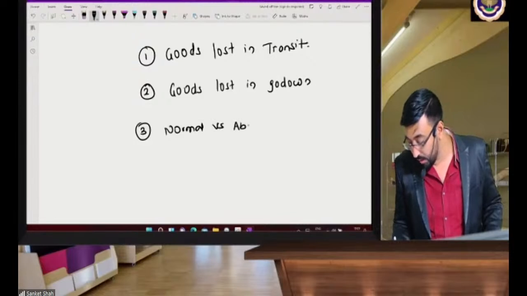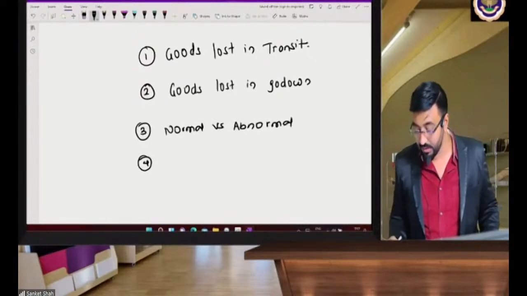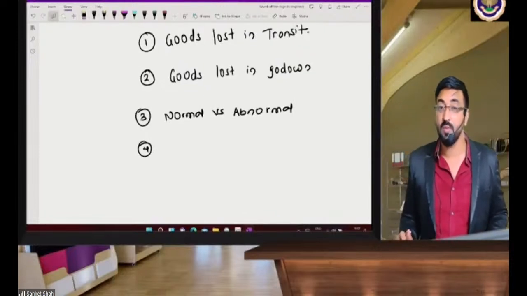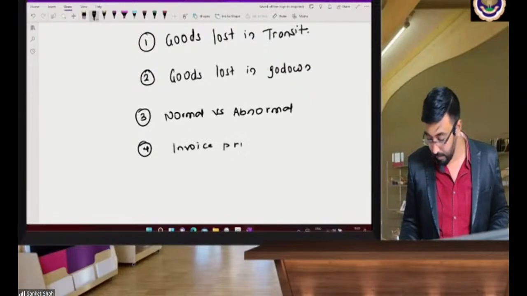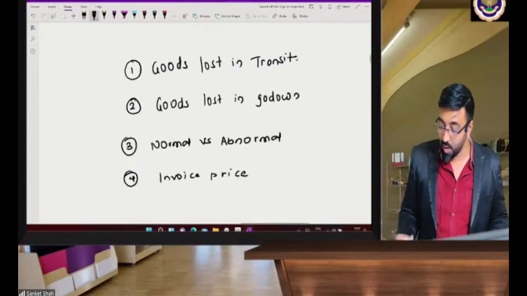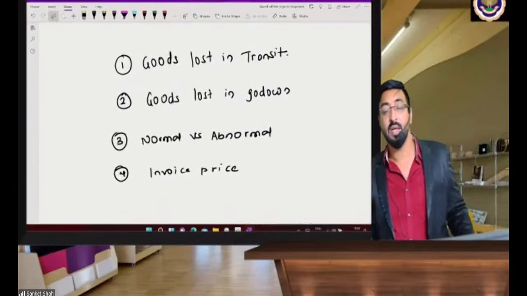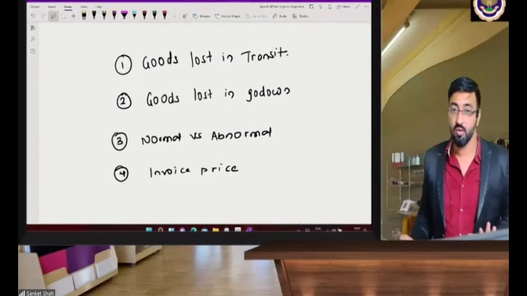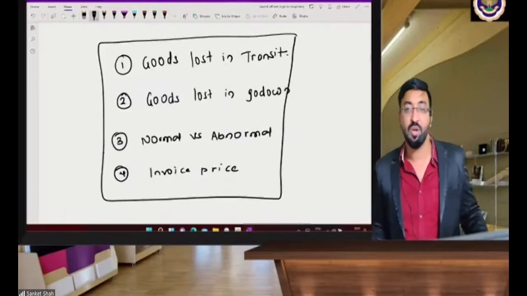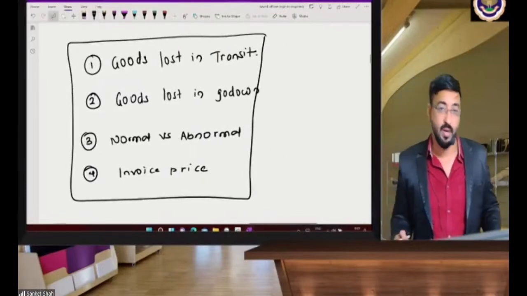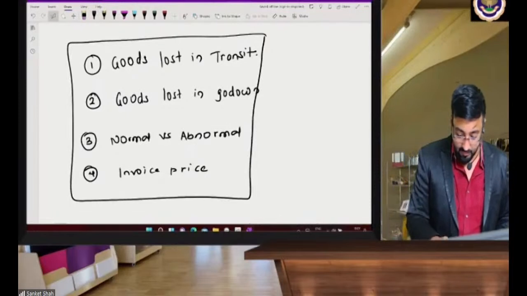What are we going to see today? Some concepts, normal versus abnormal. And the last part of this chapter, what is invoice price? If you are able to answer all these four questions, your chapter gets over. So now this is the last part of this chapter. If you can answer these four questions, this chapter is over, beta. There's nothing difficult in this.